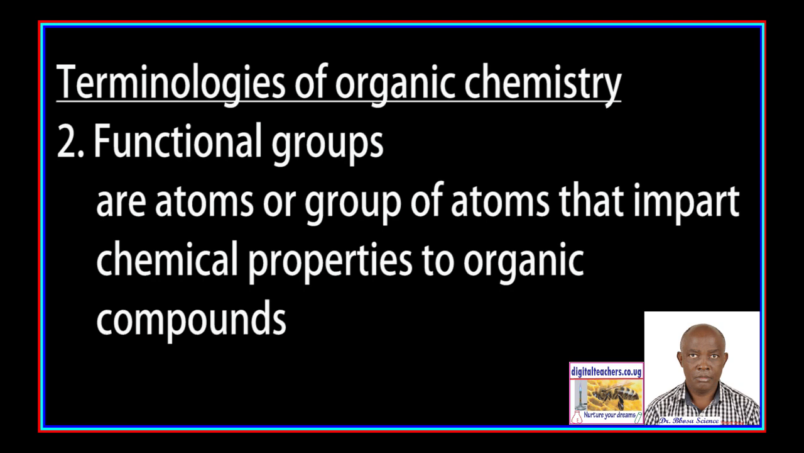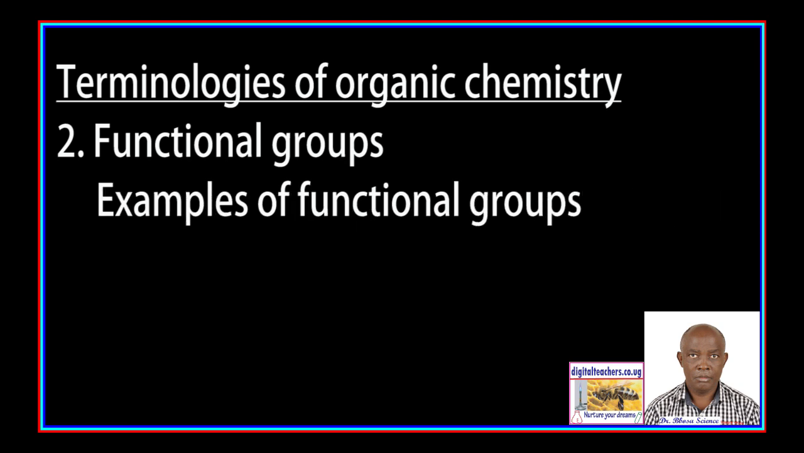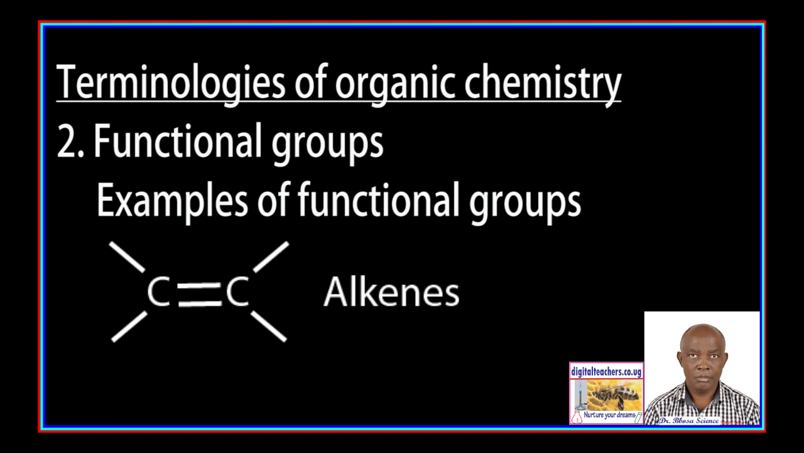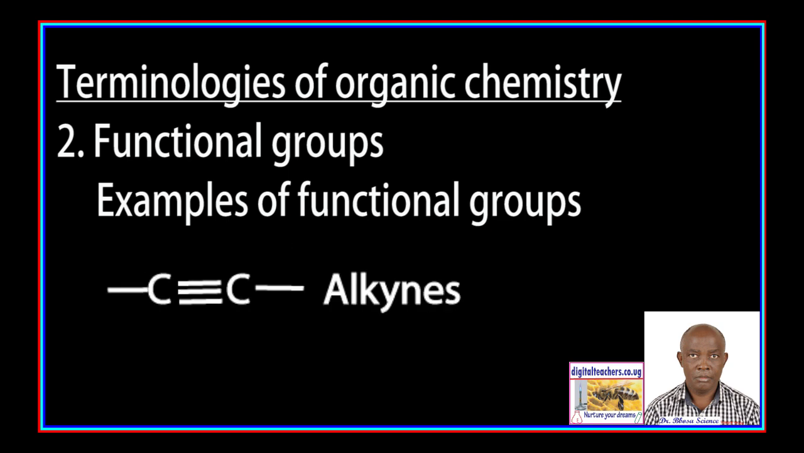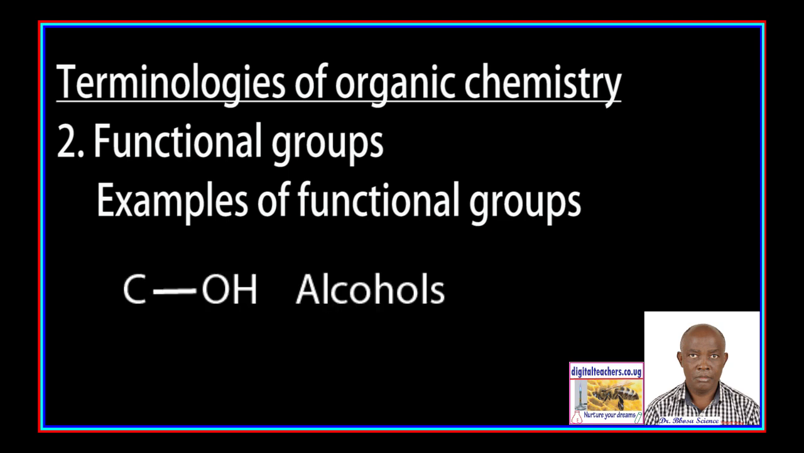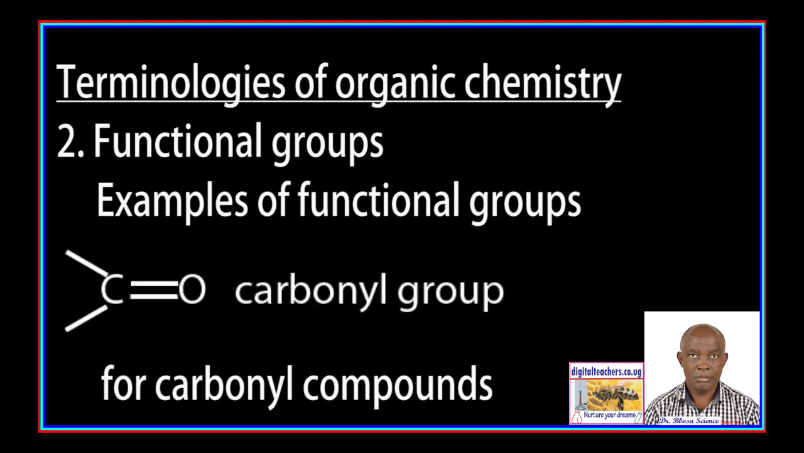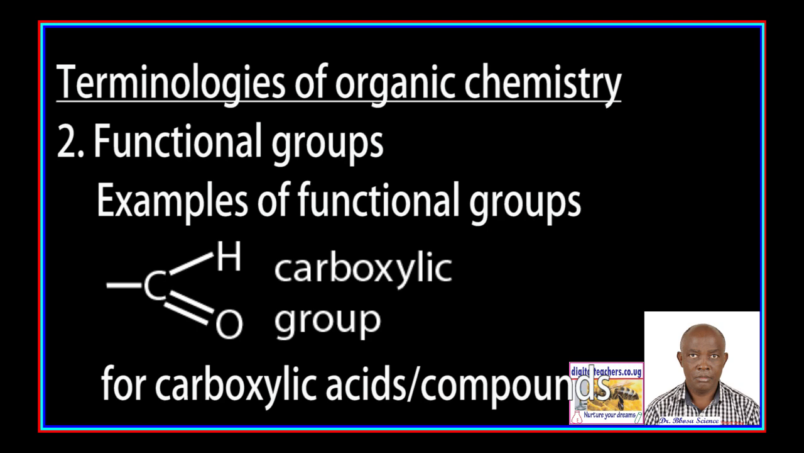2. Functional groups are atoms or groups of atoms that impart chemical properties to organic compounds. These are the sensitive parts of organic compounds to chemicals. Examples of functional groups include a double bond for alkenes, a triple bond for alkynes, an OH group for alcohols, a carbonyl group for carbonyl compounds, a carboxylic group for carboxylic acids.